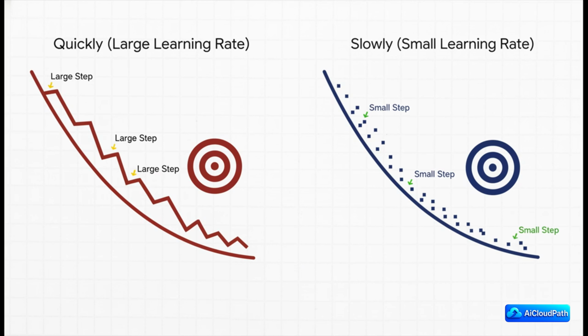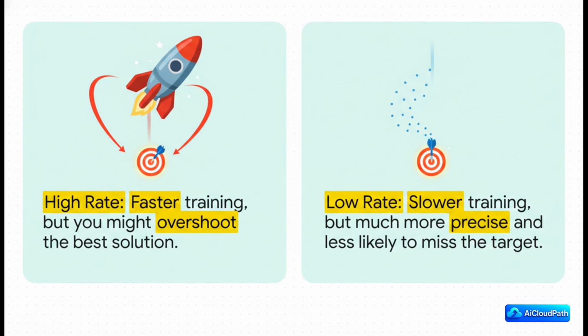Let's start with the learning rate. This one is a big deal. It basically controls the size of the steps the model takes when it's updating its internal parameters, those weights and biases we talked about. This slide nails the trade-off.